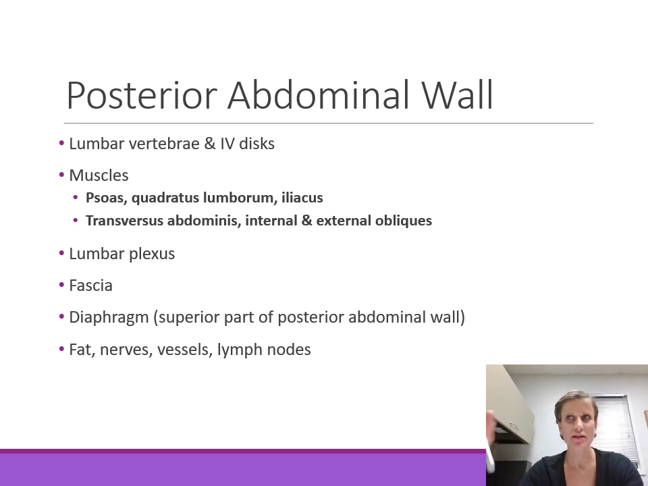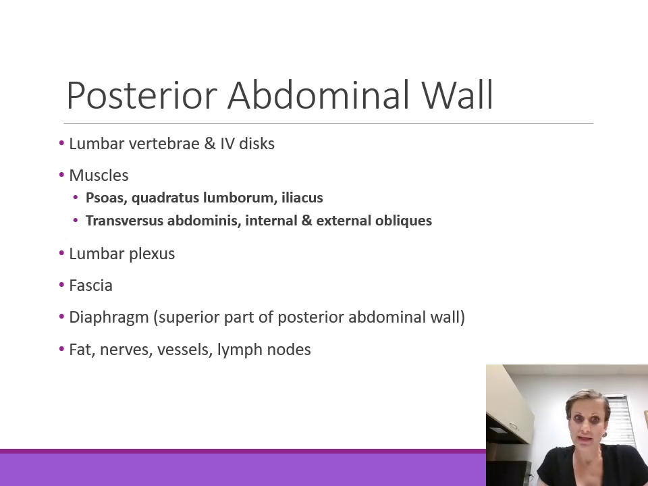Kind of surrounding the lumbar vertebrae and superficial to the lumbar vertebrae are the muscles that you see listed. The psoas, which is really mostly the psoas major, the quadratus lumborum, and the iliacus. And then also the transversus abdominis, the internal obliques, and the external obliques, which are part of the posterior abdominal wall, and then also they wrap around and they're part of the anterolateral abdominal wall as well.